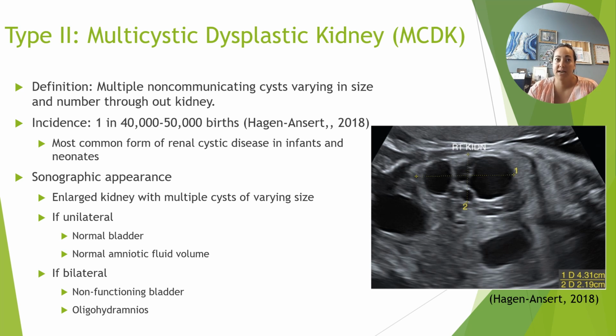If it happens to be bilateral, you would then see enlarged kidneys with multiple cysts bilaterally, and both kidneys are not functioning normally, and you may see an absent or non-functioning bladder and oligohydramnios. The example here is just a unilateral demonstration of multiple cysts on that right kidney. It is enlarged, and these cysts are varying sizes. This was a 28-week fetus, but you can see that the length of this kidney is 43 millimeters, so very enlarged in comparison to what we would normally expect. We do see a normal bladder, so that other kidney, which isn't pictured in this image, is functioning normally.